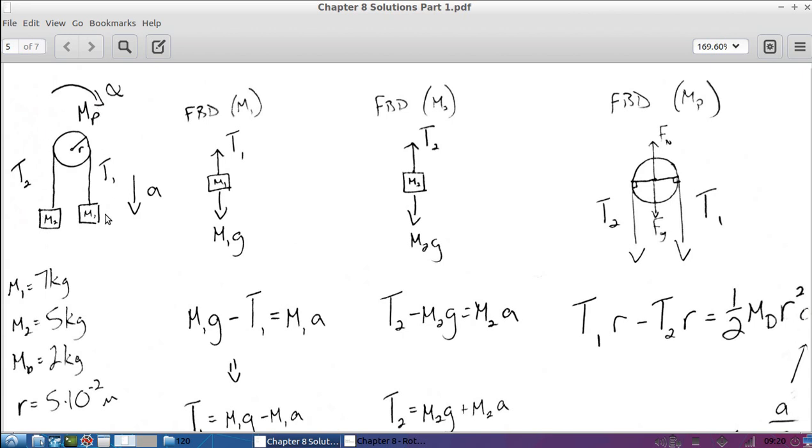So we're going to go around like this. Alright, that's the direction of my acceleration. Up this way, around, and down. So my free body diagram for M1 is T1 in the positive y, M1g in the negative y. Same thing for M2. T2 in the positive y, M2g in the negative y. So this is my free body diagram for the pulley.